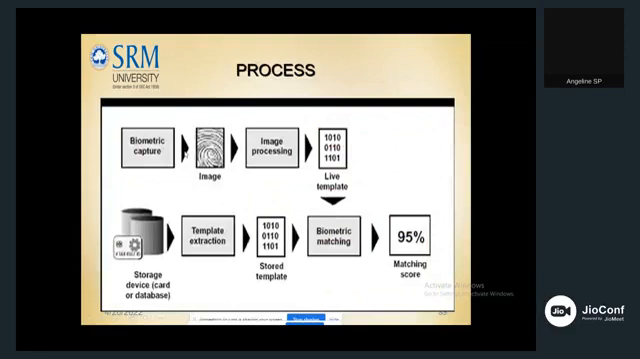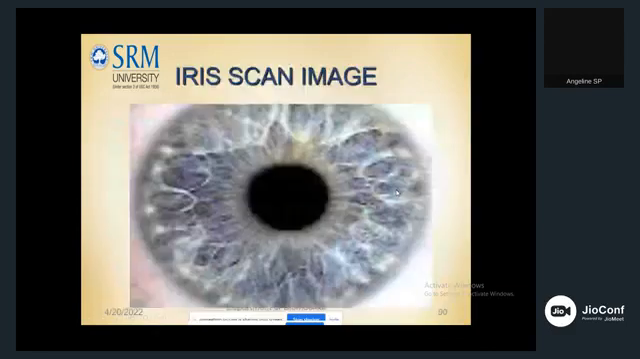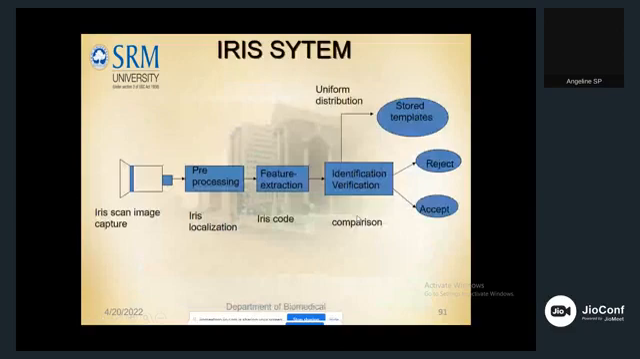Okay, so biometric capturing, image, and then image processing, that is saved as a template, and then it has to be matched with the stored data, then it will be identified. So if it achieves 95% matching, then it will identify the particular person. Then iris scan, also nowadays they are using for biometrics application: iris scan image, localization, then feature extraction, then compare it.